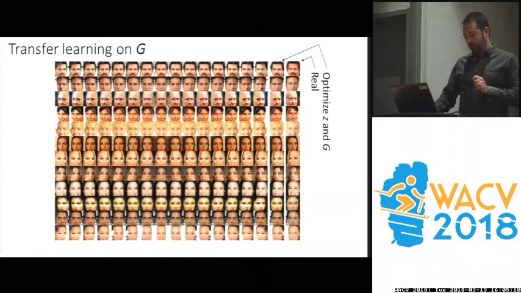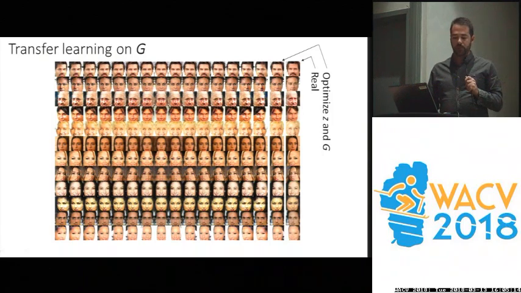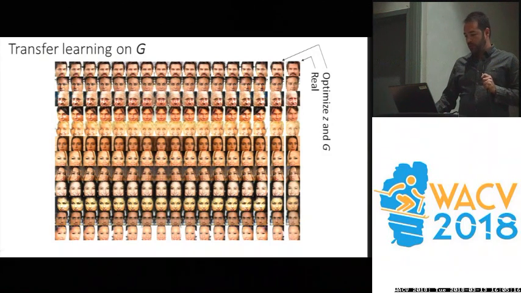So here we do exactly the same thing, but this time we also optimize G as well as Z. So as you can see, the rotation effect is created, and the images are closer to the original version.